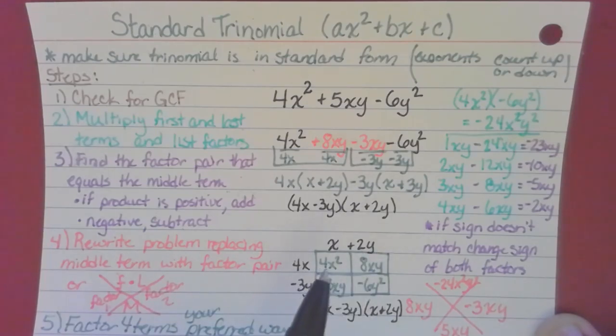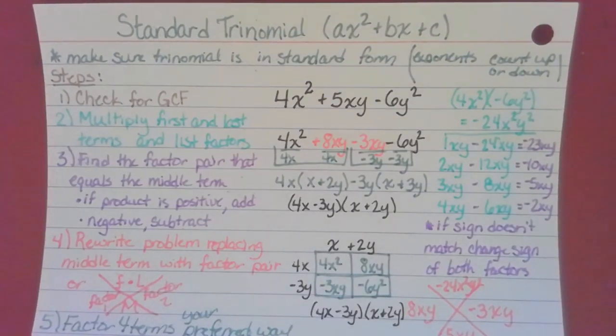Going across, I have 4x squared and 8xy. GCF going across is going to be my 4x. And then GCF going across here, starting with the first one is a negative, so that's my negative for that GCF. And it is a 3y between those two. So my answer, my two factors, are going to be the numbers on the outside. So I have the 4x minus 3y and the x plus 2y.